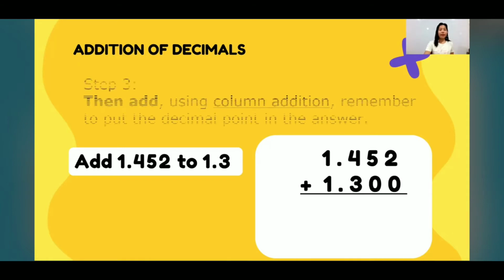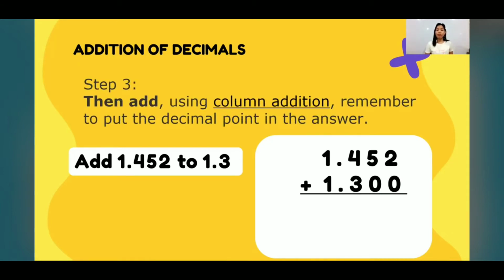And for step 3, we have, thank you. We will add in column addition. So we will add them just like how we add whole numbers. So 2 plus 0 is 2. 5 plus 0, 5. 4 plus 3, 7. Correct. And don't forget the decimal point. They should be aligned. And 1 plus 1, we have 2. So the final answer is 2 and 752 thousandths.